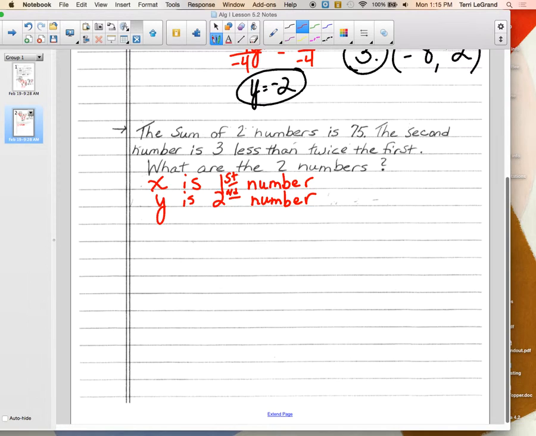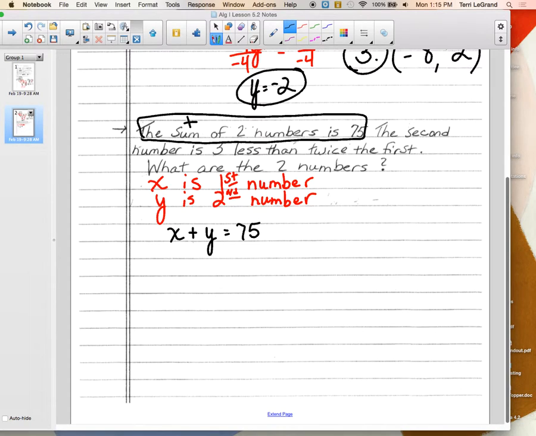Ricky? X plus Y equals 75. Okay, what part of the information helped you set that up? The sum of two numbers is 75. Okay, the sum of two numbers. Sum means we better add. The two numbers are X and Y. So there's one of our equations.